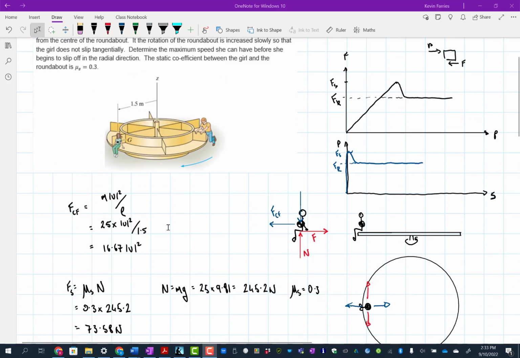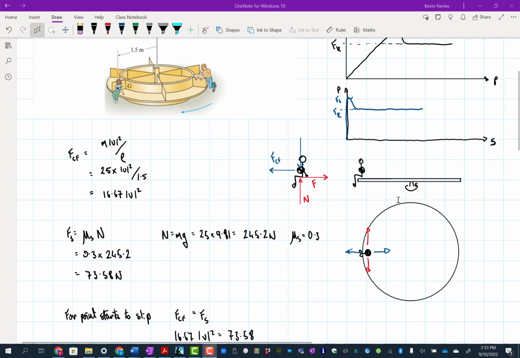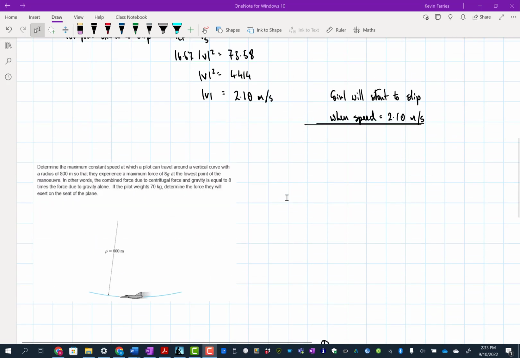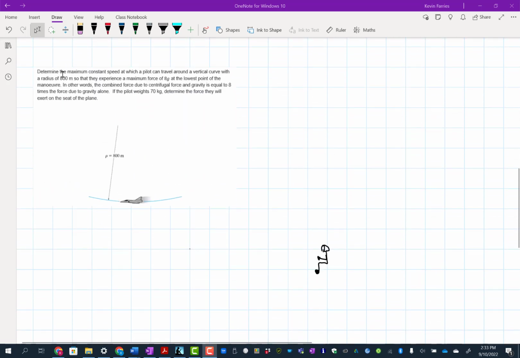Now, the other thing we have to be careful of is in this example, the centrifugal force is acting in one direction and gravity is acting in the other. But it can be the case, like for this plane here, determine the maximum constant speed that it can travel around a vertical curve. So that's the maximum speed the pilot can travel around a vertical curve. So this time we're going to have the centrifugal force, which is acting outwards from the center. The centripetal force has to balance that, has to act inwards, which is going to be kind of the lift provided by this plane.